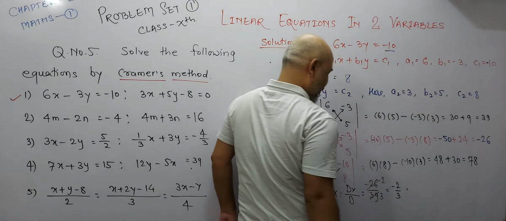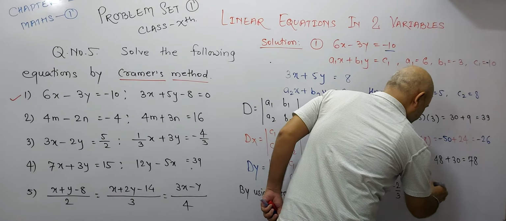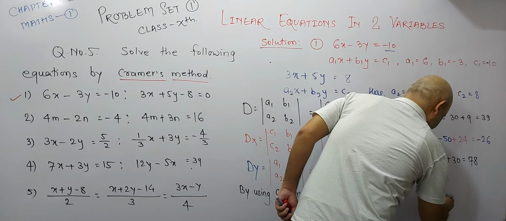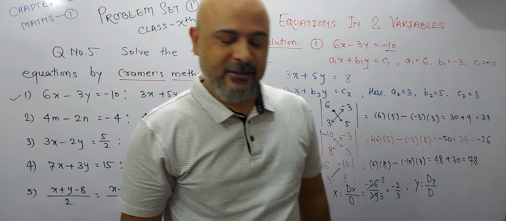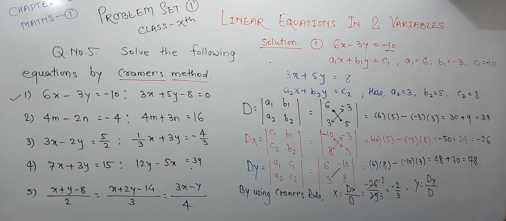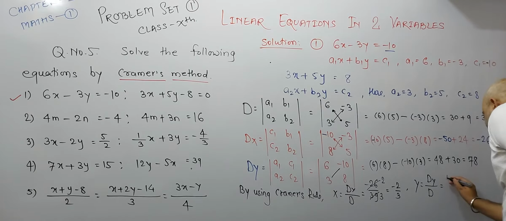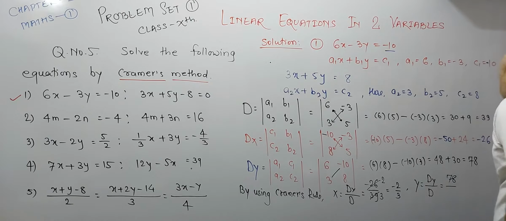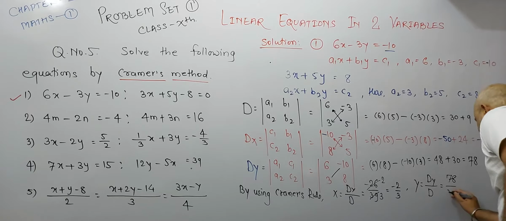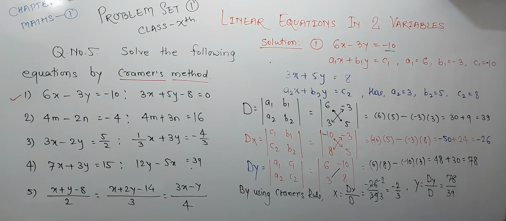Similarly, we will find the value of y. So y is what? Dy divided by d. Okay, students. So the value of y will be Dy divided by d. What is dy? Dy is 78 and d is 39. So again both numbers are divisible by 13. 13 sixes are 78 and 13 threes are 39, so the value of y is 2.